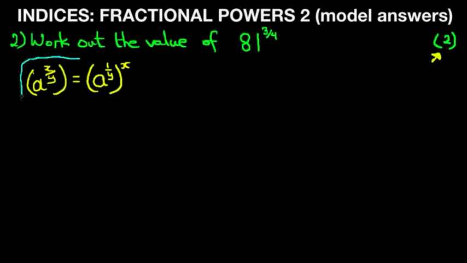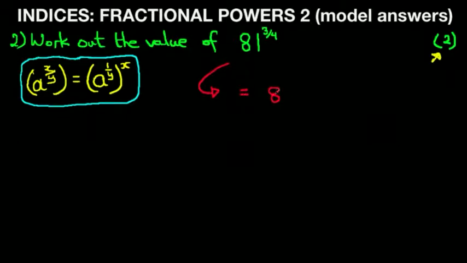Now I know I do get tired of saying this, but it's important to write the formulas each time for every question so that you get into the habit of writing this down. So let's have a look at our question. We have 81 to the power of 3/4. So this now becomes, using our formula, 81 to the power of 1/4, put the brackets in, to the power of 3. 81 to the power of 1/4 to the power of 3.